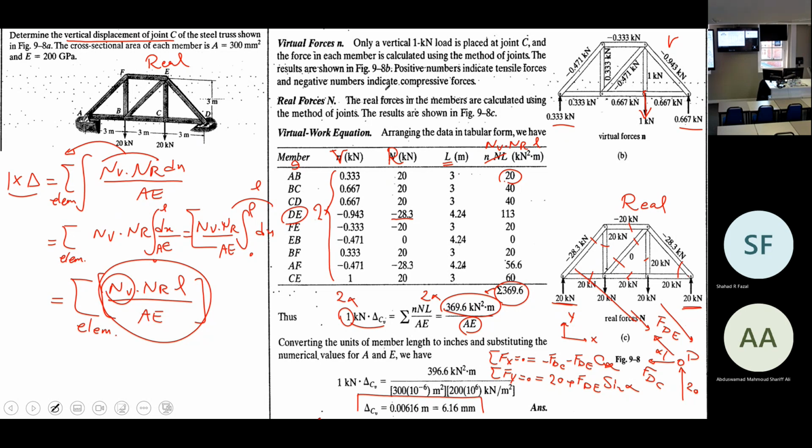The last point, but not the least: the final delta C, which we obtained equal to 6.16 millimeter, is positive. Sometimes that's negative. What does it mean if it's positive or negative? When it's positive, it means that this delta C is in the same direction as the virtual force I put here.